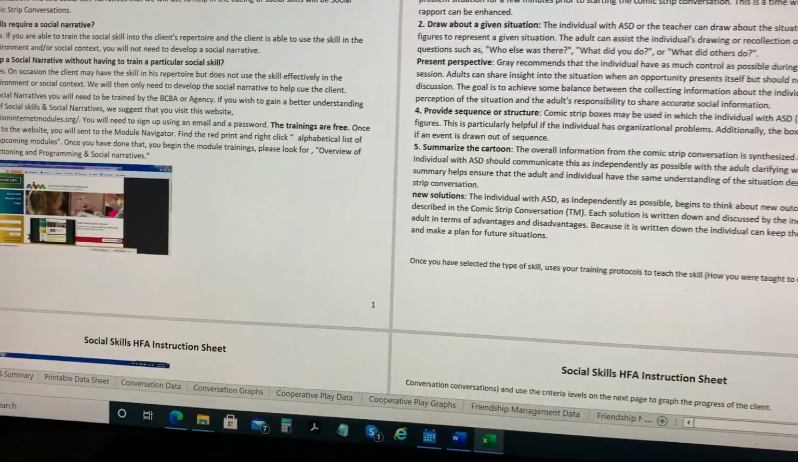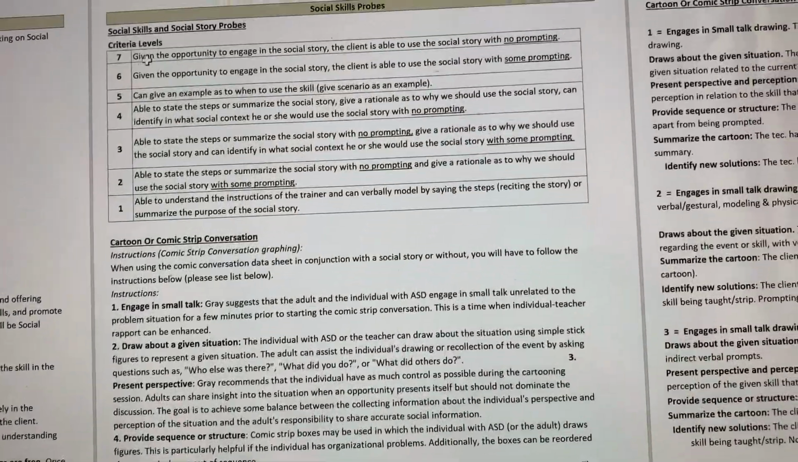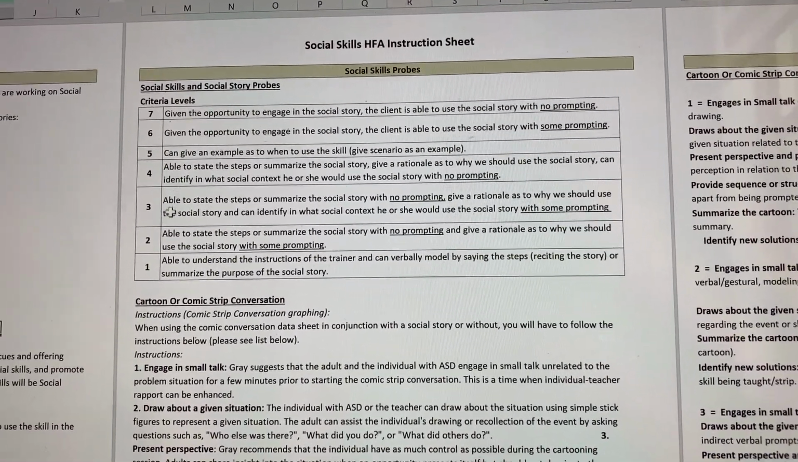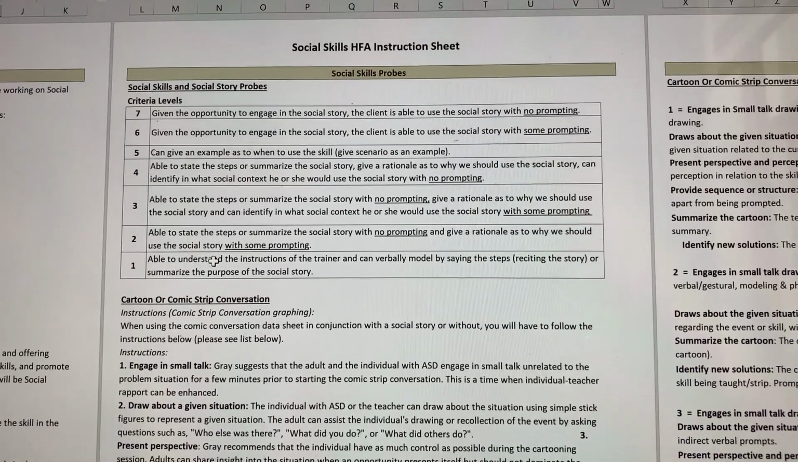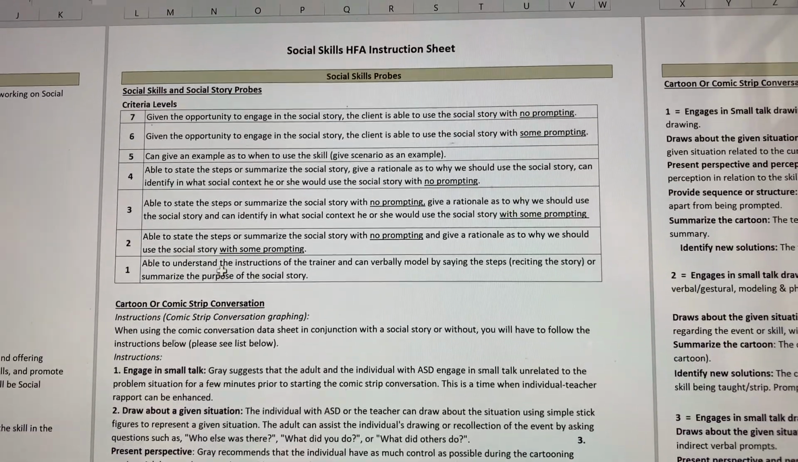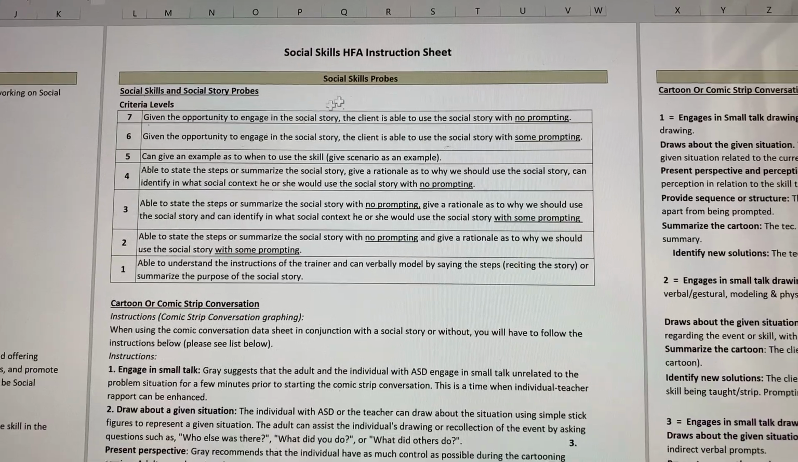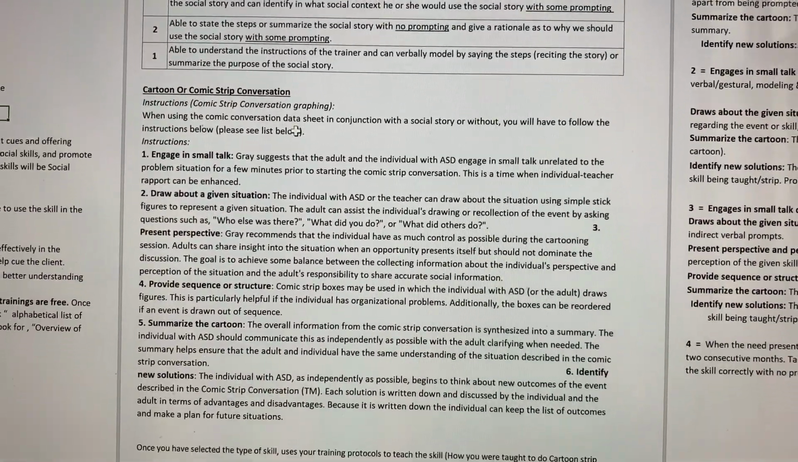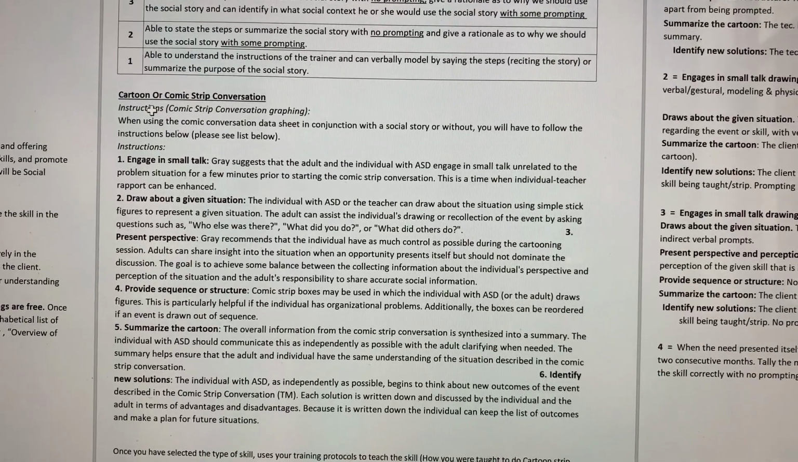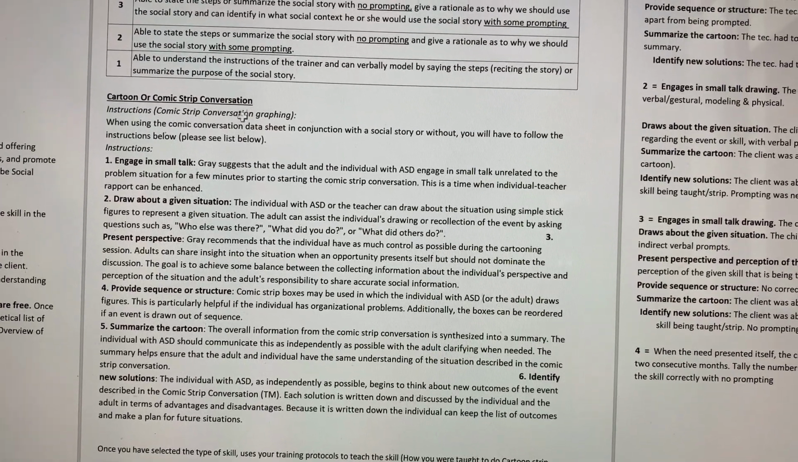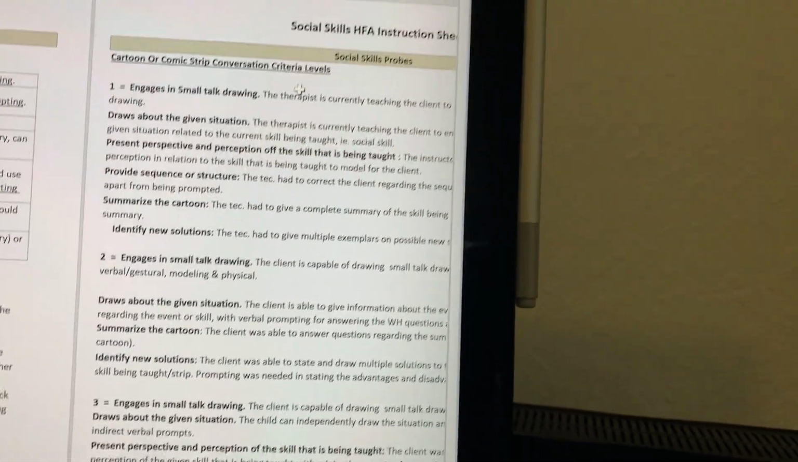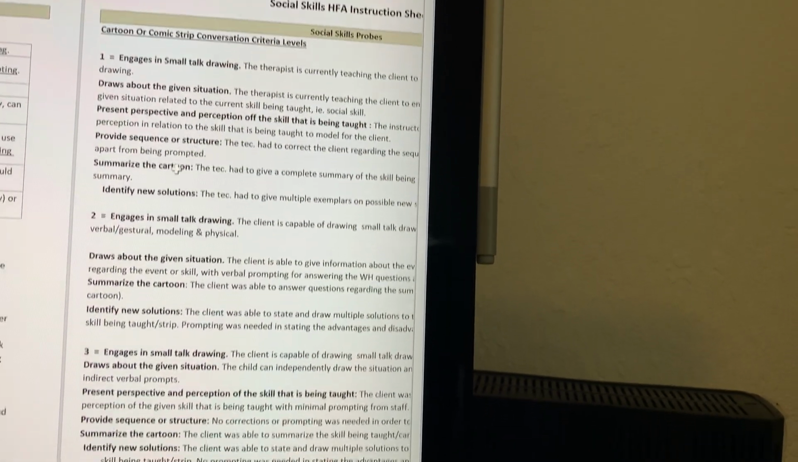The instruction consists of a summary, the criteria levels from 1 through 7, 7 being mastered and 1 being the lowest level criterion level. So you need to read through this in order to properly collect data. This explains about a cartoon or comic strip conversation, how to do it. And then social skill props, and it gives you a little bit of an introduction on how to do it.